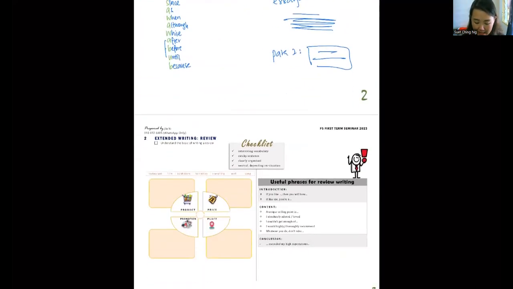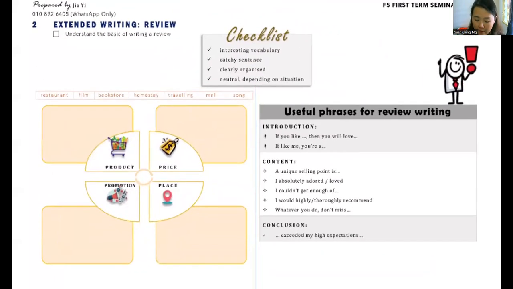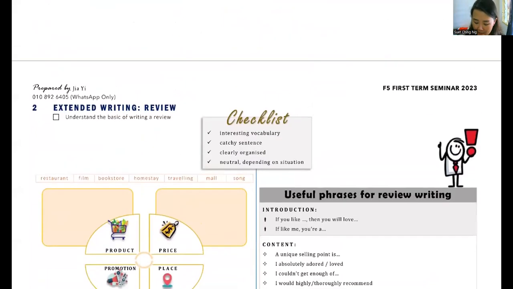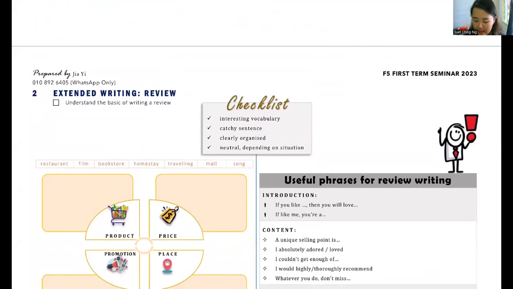Okay, now let's take a look directly at what we are going to do today. We're going to start off with extended writing review first. Now, what are the four formats that extended writing has? Can you tell me, please? What are the four formats of extended writing? So just in case you don't recall, extended writing looks at 200 to 250 words, three choose one, section C component. So what format do you have here?